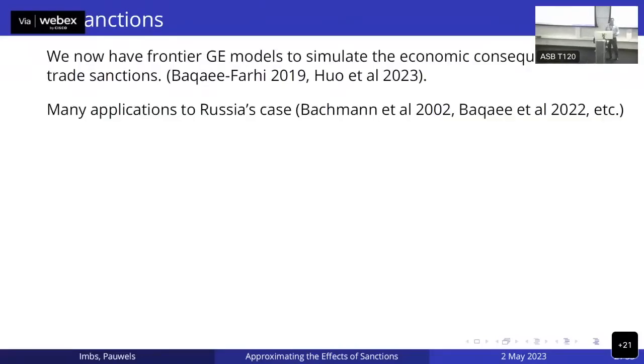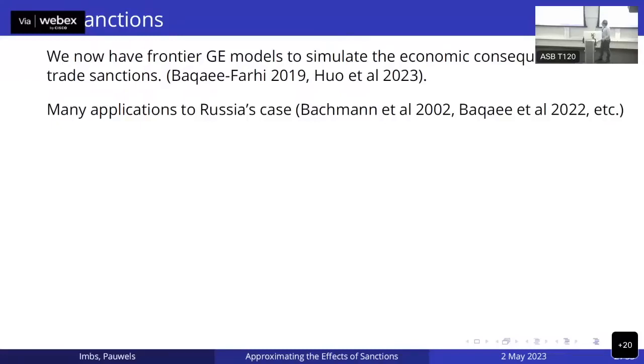What we have now is a very sophisticated general equilibrium model, a frontier equilibrium model, that enables us to model the consequences of these trade sanctions. Among others, two recent ones are mentioned here. There's Bakay-Fari, but there's also Ho and Levchenko, which allow us to take them off the shelf and simulate what the impact of trade sanctions would be on the economy.